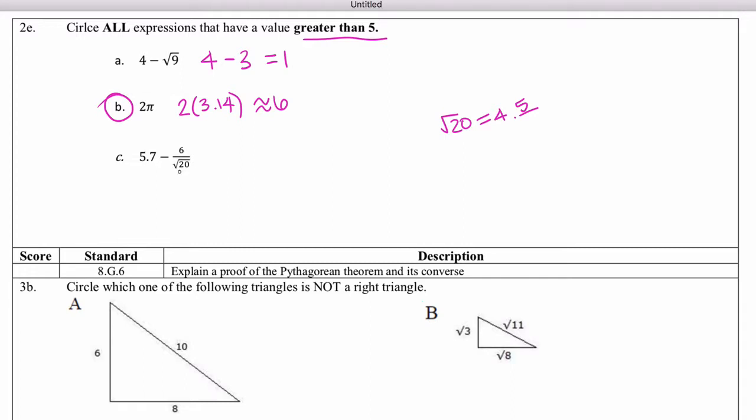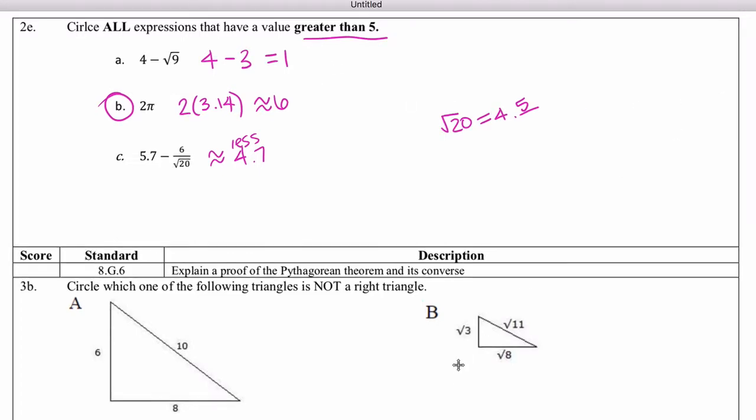6 divided by 4.5, that's going to be an improper fraction. It's going to be a little bit more than 1. So I don't even need to finish. 5.7 take away more than 1? Well, 5.7 take away 1 is going to be 4.7, and I'm taking away more than 1, so it's going to be less than 4.7. Is that greater than 5? No, it's not. So again, just estimating.